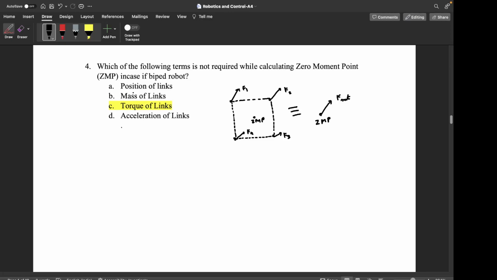So again, it is asked which of these quantities are not required while calculating the ZMP. So you have that expression of ZMP, a formula for ZMP in the lecture notes, and you can clearly see that you don't need the torques to compute the ZMP, right? So you can get from the formula of ZMP, option C, right?